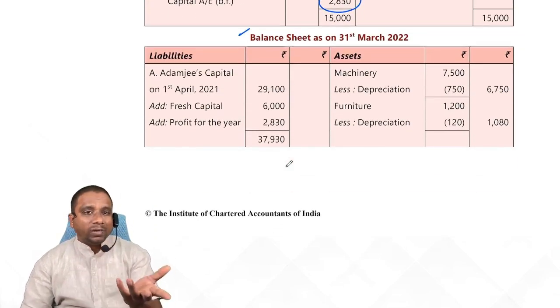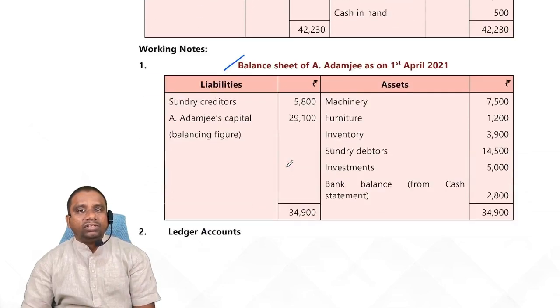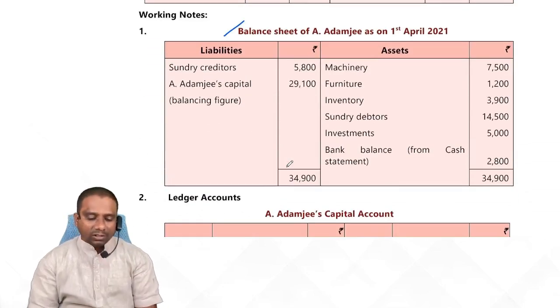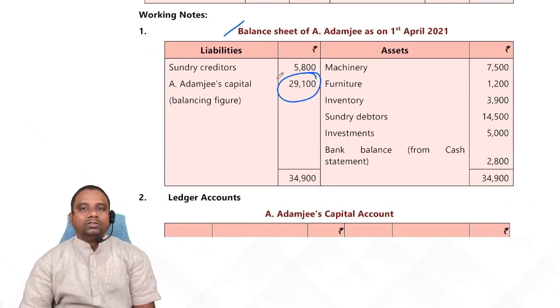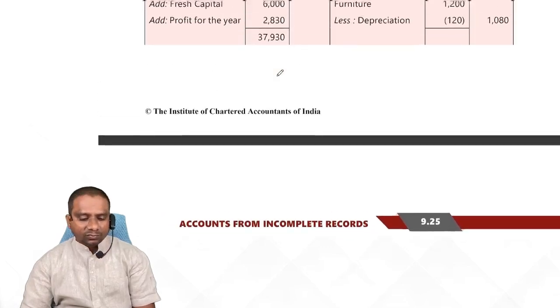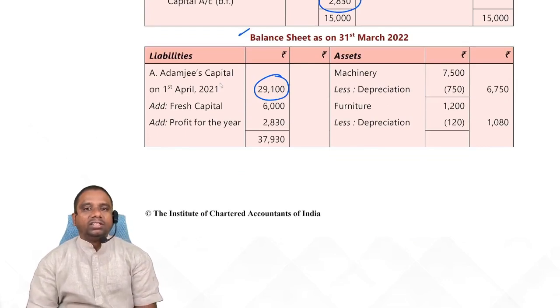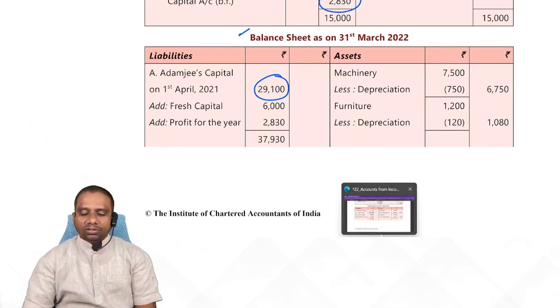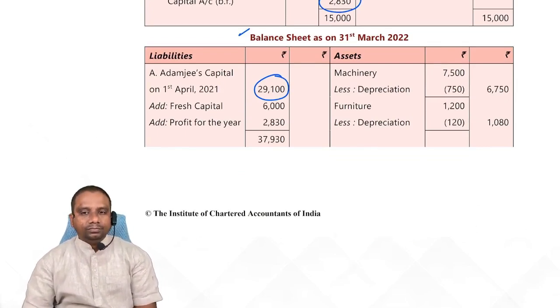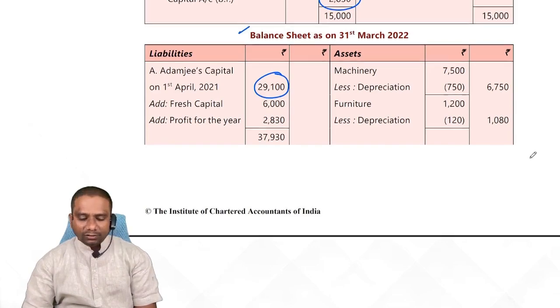Here we don't have opening capital now. For that purpose, we have prepared the opening balance sheet, and this opening capital is taken to the closing balance sheet, liabilities side. Observe this problem. Is it clear, students?